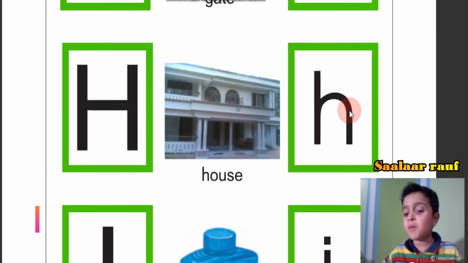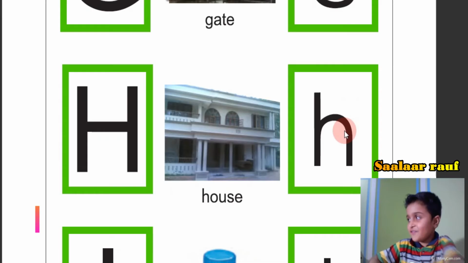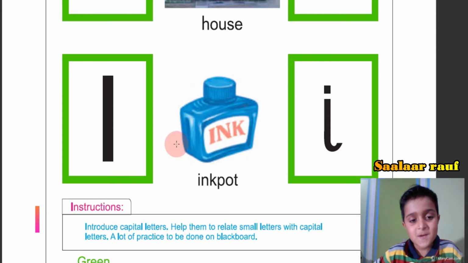You want to know something cool about H? Small H can be built like this. One finger up, two fingers here, and one up, one straight.